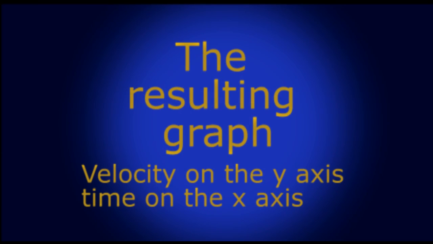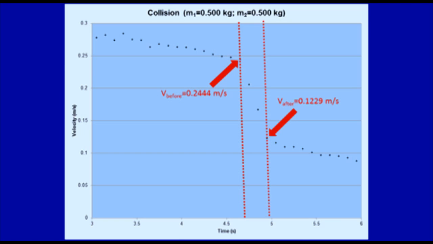Next we will look at a graph of cart 1's velocity versus time, as recorded by the motion sensor. Note the three distinct regions of the graph: before, when the carts are separate; during, the fast fall-off, when the carts are establishing their connection; and after, when they are connected and proceed as a unit.